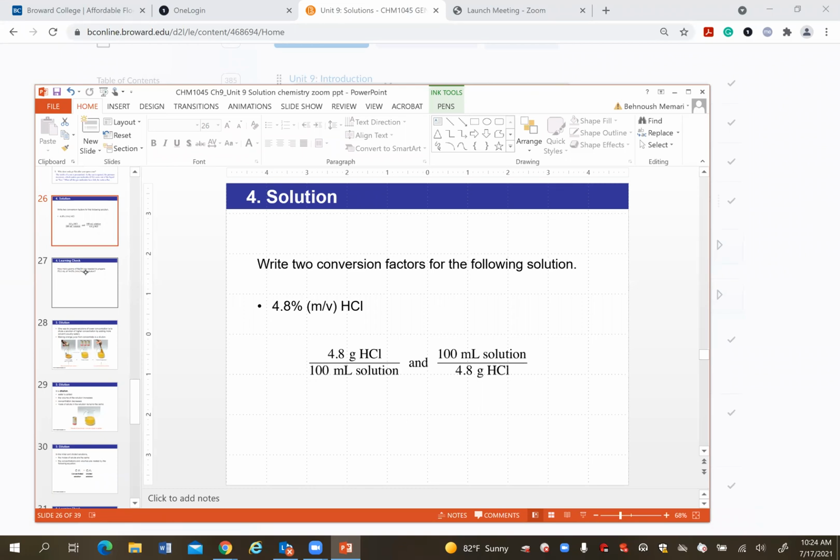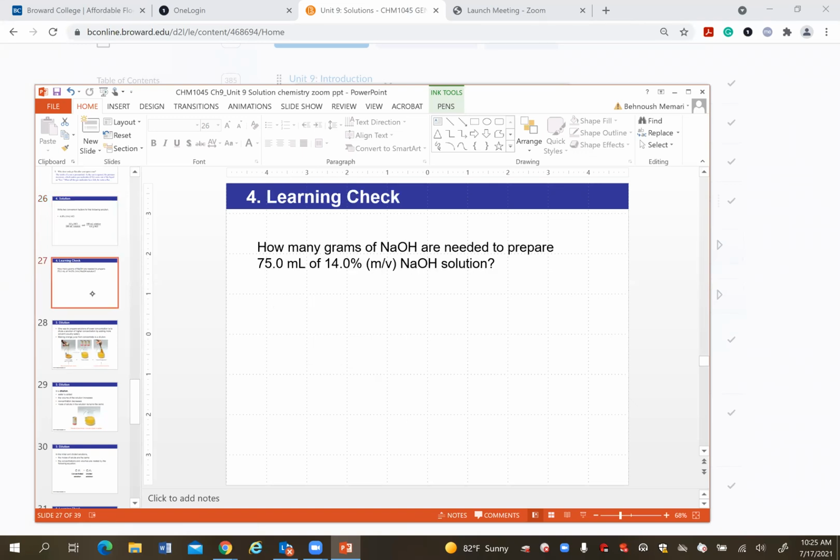Okay, these are some practices that we already use, the writing of conversion factors. If you have any questions, let me know. We already solved this problem to prepare.